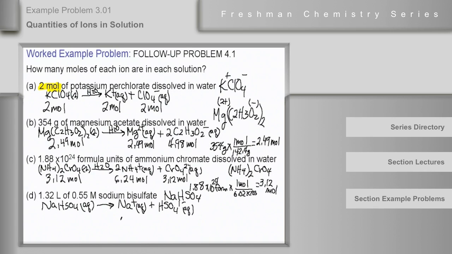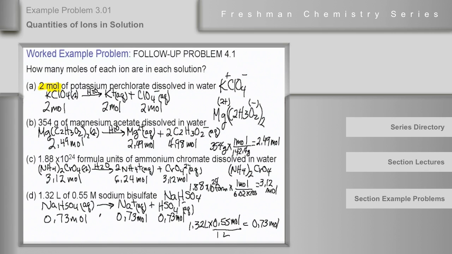Now we'll use the information about the volume and the concentration to calculate the number of moles. So 1.32 liters times 0.55 moles in 1 liter equals 0.73 mole. So that's how much of the sodium hydrogen sulfate we start with, and we will get 1 mole of sodium ion for each mole of sodium hydrogen sulfate, and 1 mole of hydrogen sulfate ion.